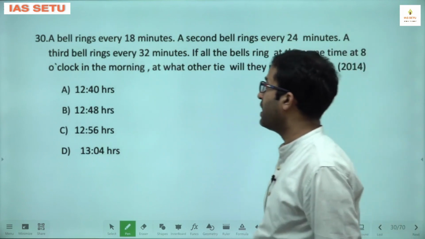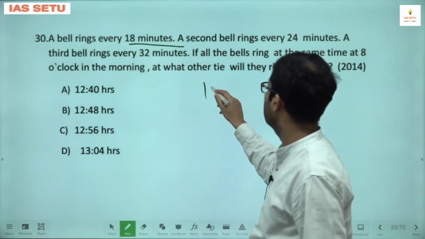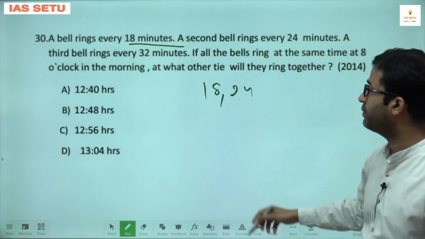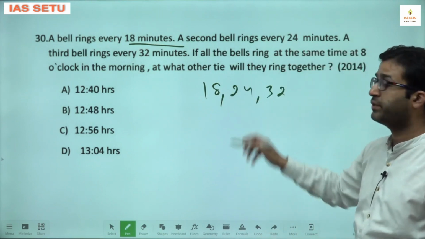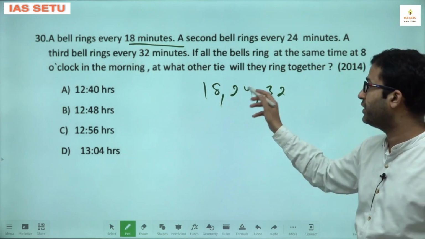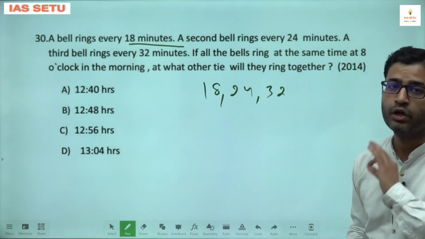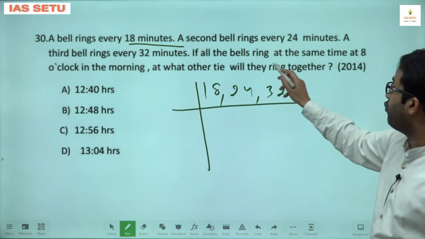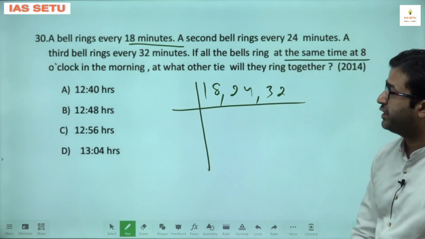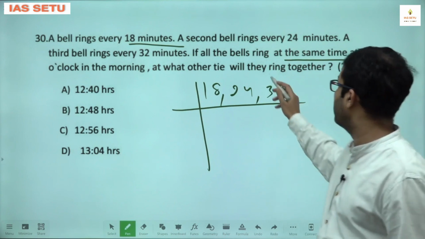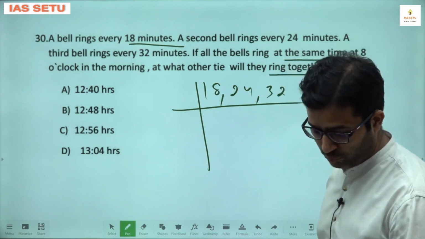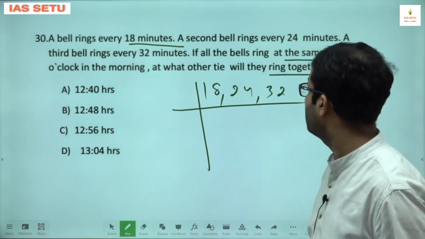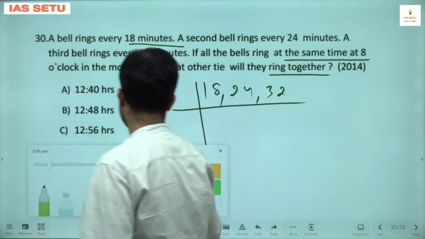Question number 30. A bell rings every 18 minutes. Second bell rings every 24 minutes. Third bell rings every 32 minutes. Means multiple of 18, multiple of 24, multiple of 32, multiple means LCM. If all the bells ring at the same time at 8 o'clock in the morning, at what other time will they ring together? So when will they ring together again? So we have to see the LCM here.